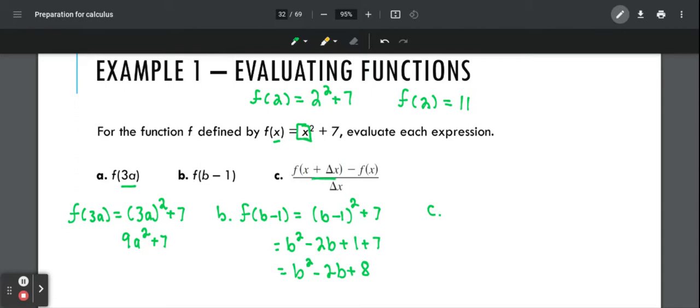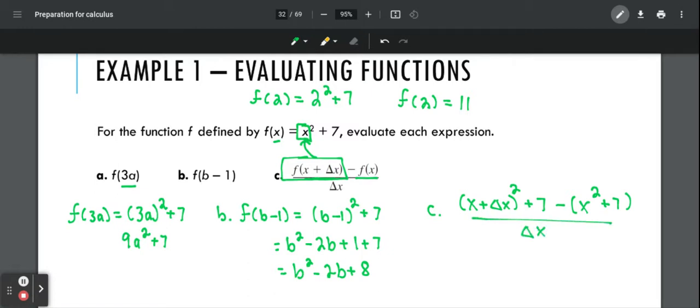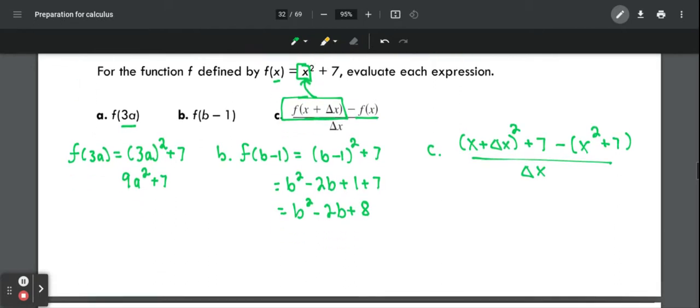We have the function where we're substituting x plus delta x. So f of x plus delta x is going to be x plus delta x squared plus 7. So that's this first part. We just substituted that x plus delta x in there. And then it says we're going to subtract just our regular function, f of x, which is x squared plus 7, and then we need to divide it by delta x. This is getting us into a difference quotient, which we'll use in the next chapter. So there is a reason that we're doing all of this.